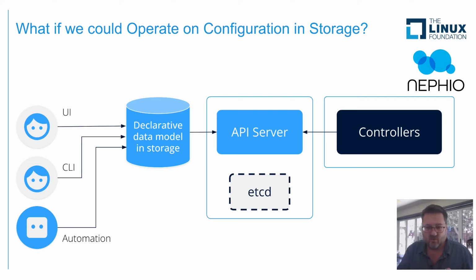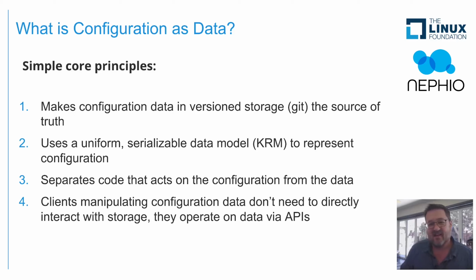So the idea of what we call configuration as data takes that GitOps concept of putting it in storage before it goes to the API server and takes it a step further by separating from the underlying data store. It's no longer just Git, but it's an API, and dictating that the data stored has to follow a particular structure.